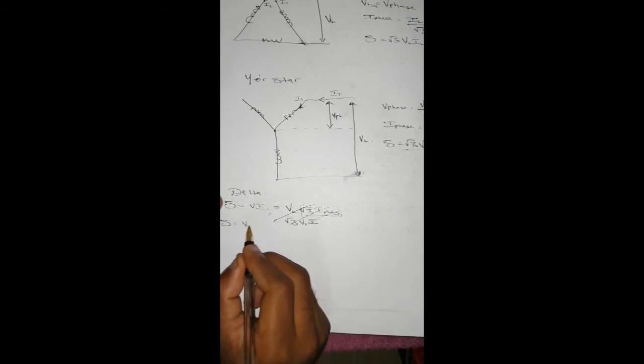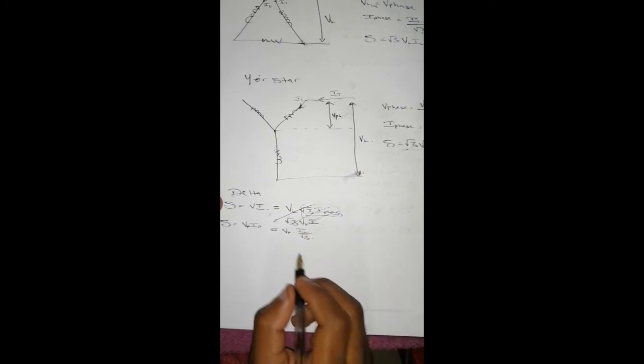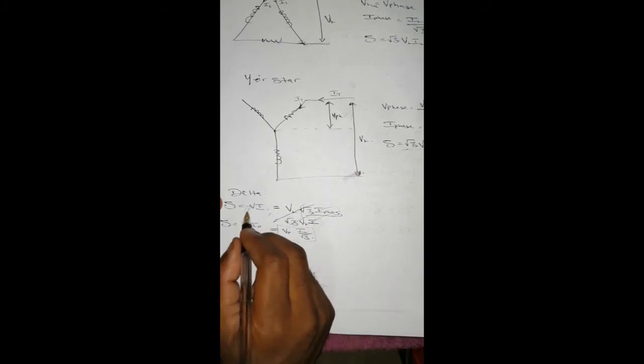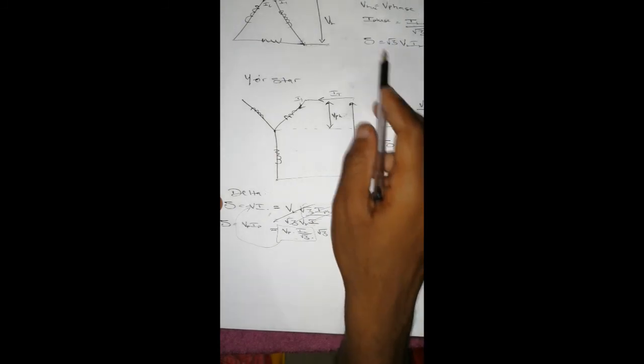Oh, sorry, I made a mistake. When we make calculations in three phase transformers, we consider a single phase. So when we calculate our S for the delta, it's going to be S equals V phase I phase. And then if you do that, V line and V phase are the same, so it's going to be V phase, and then I phase is I line over square root of 3. But if you check this, it's not the same as this. So for it to be the same, that's where the square root 3 comes about, which cancels out this.